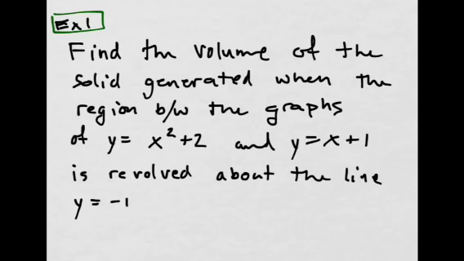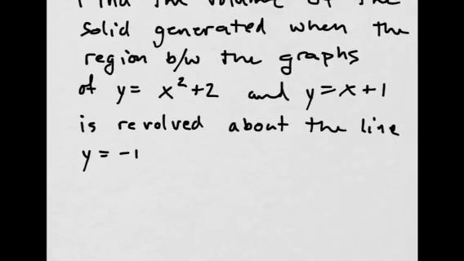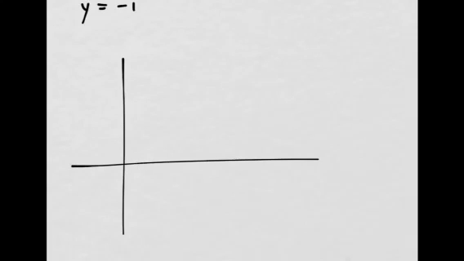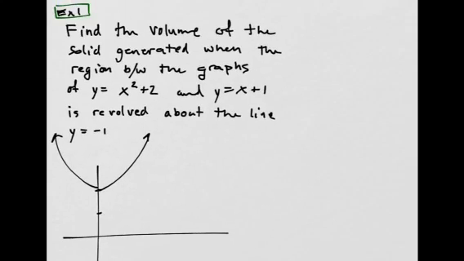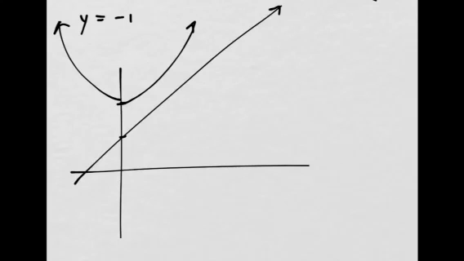Okay, draw a picture. It's the first step. That's how it goes. All right, let's draw the picture. Y equals x squared plus 2. That is just the parabola, shifted up twice. All right, that's the parabola. And then y equals x plus 1. That's just the line. Shift it up once. There you go.